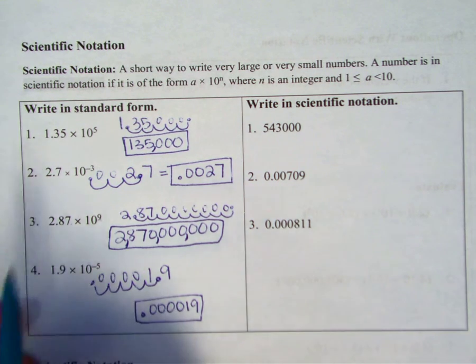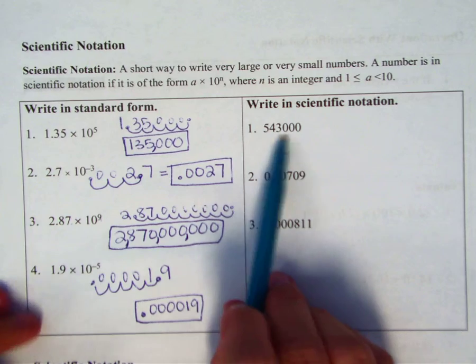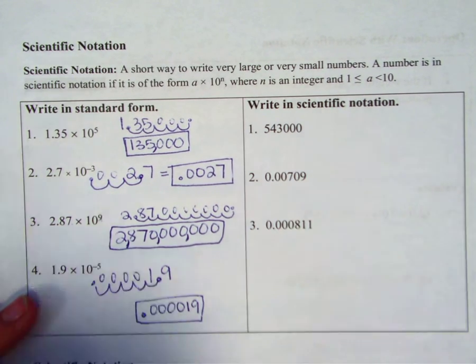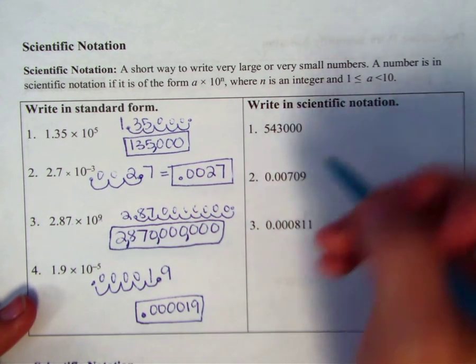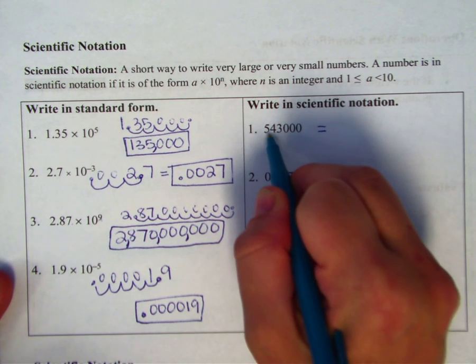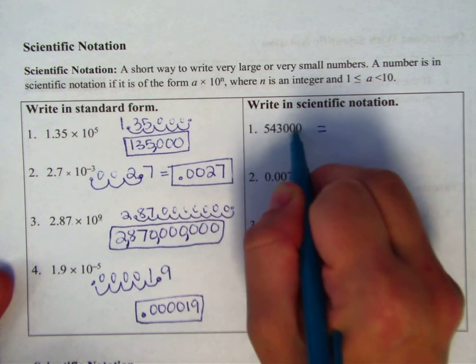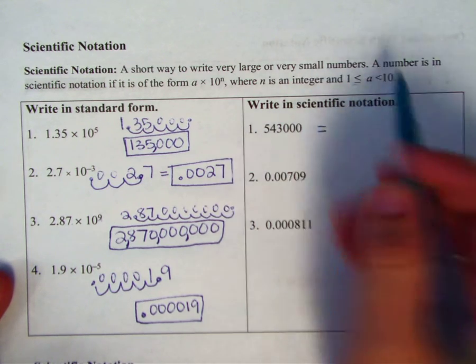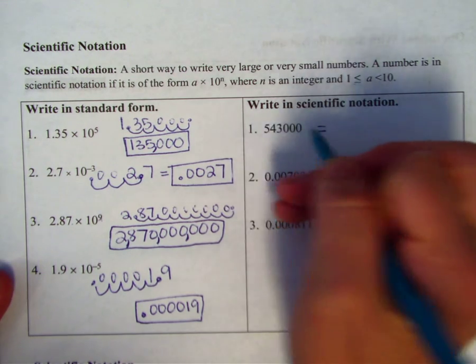All right, so now we're going to do the reverse. Now we have the numbers in standard form. We're going to change them to scientific notation. So what we want to do in order to figure that out is figure out where the decimal place goes in order for it to be a number that's between 1 and 10. So right now, definitely not between 1 and 10.